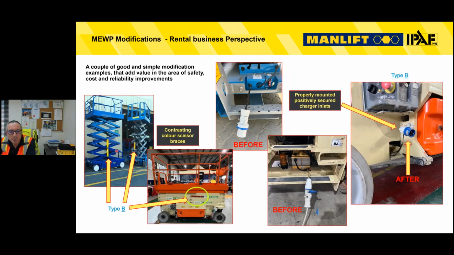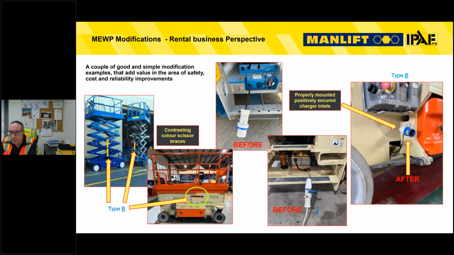Here's a couple of examples of very good modifications that rental companies have undertaken, changing scissor safety braces to a more contrasting color so an operator can see them and they're not blended in with the main scissor structure. They need to be used for maintenance and inspection.